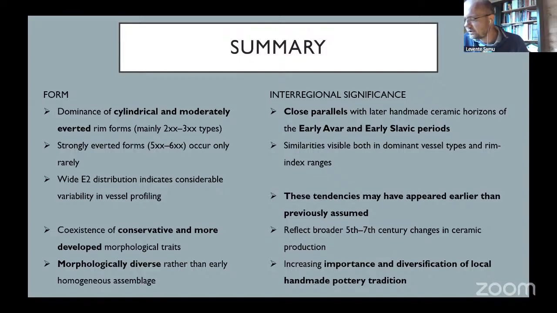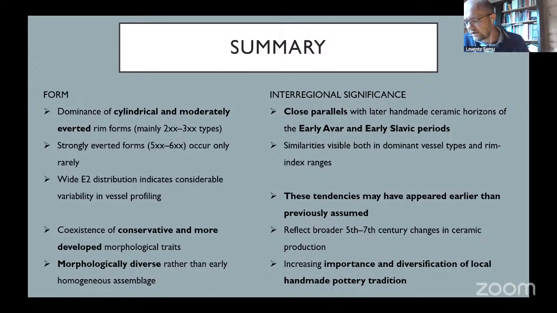At the same time, the broad distribution of E2 values indicates considerable variability in profile articulation, including several strongly profiled forms. According to the metric typology system, these traits correspond to a more developed, morphologically diverse horizon rather than an early homogeneous phase. The coexistence of relatively vertical rims with more profiled and curved forms suggests the simultaneous presence of conservative and more developed morphological tendencies.